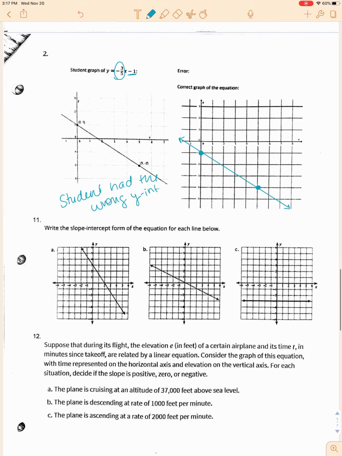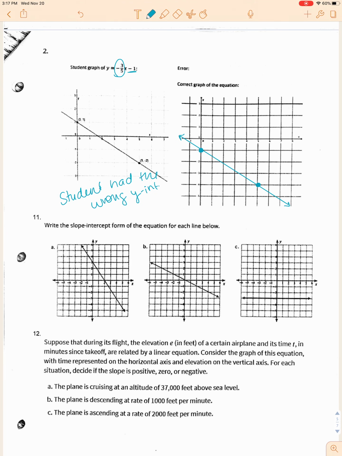All right, number 11, write slope-intercept form of the equation for each line. We have done this a bunch of times. y equals mx plus or minus b. Go for it.